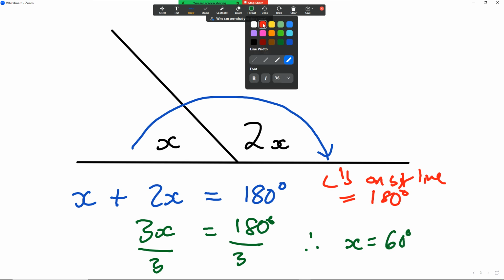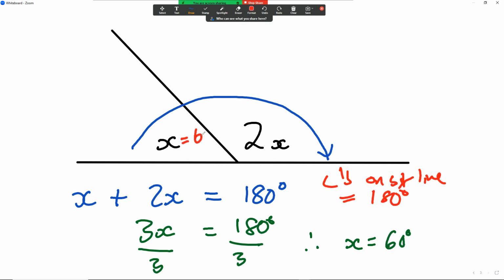So that means this angle will be 60 degrees, and this angle will be 2 times 60 degrees, which is equal to 120 degrees. All right, and the reason is angles on a straight line equal 180 degrees. So here we bring in a little bit of algebra into the picture.